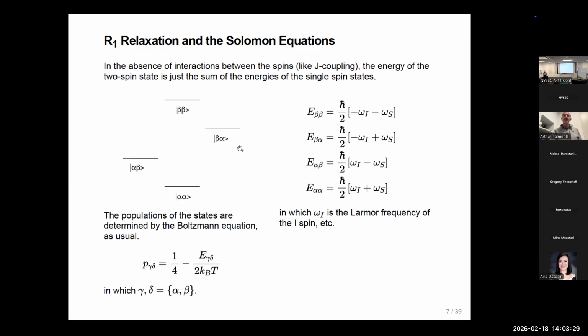And I can draw my usual energy levels. Here are the frequencies and the energies, and here are the populations of the different states. We won't worry about the J couplings. The J couplings are very small effects.